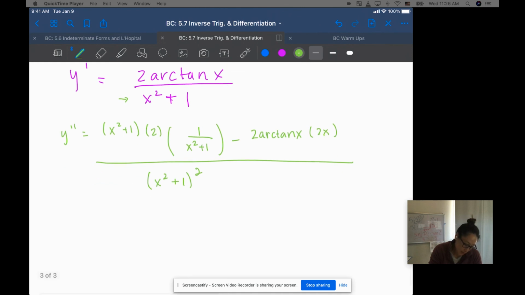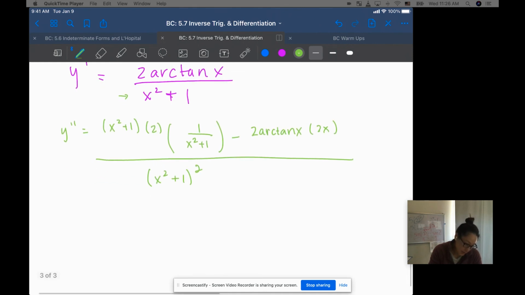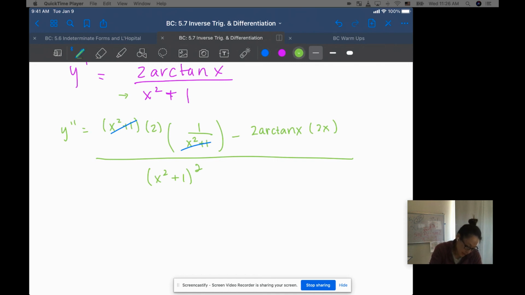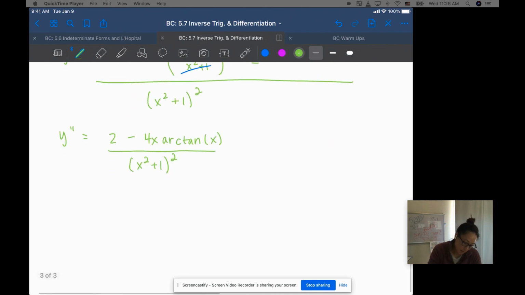All right, we can combine some stuff here. I see right now that these x squared plus 1s cancel. That's pretty lovely. And then maybe we'll just rewrite this. So this is 2 minus 2 times 2x would be 4x times the arctan of x all over x squared plus 1 squared. All right, this looks horrible, but it's not so bad.